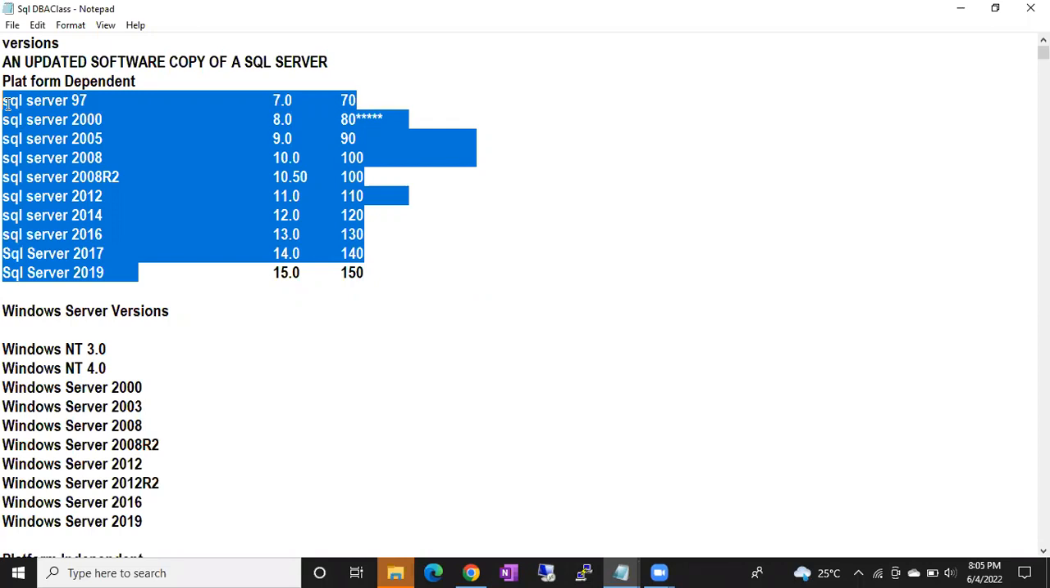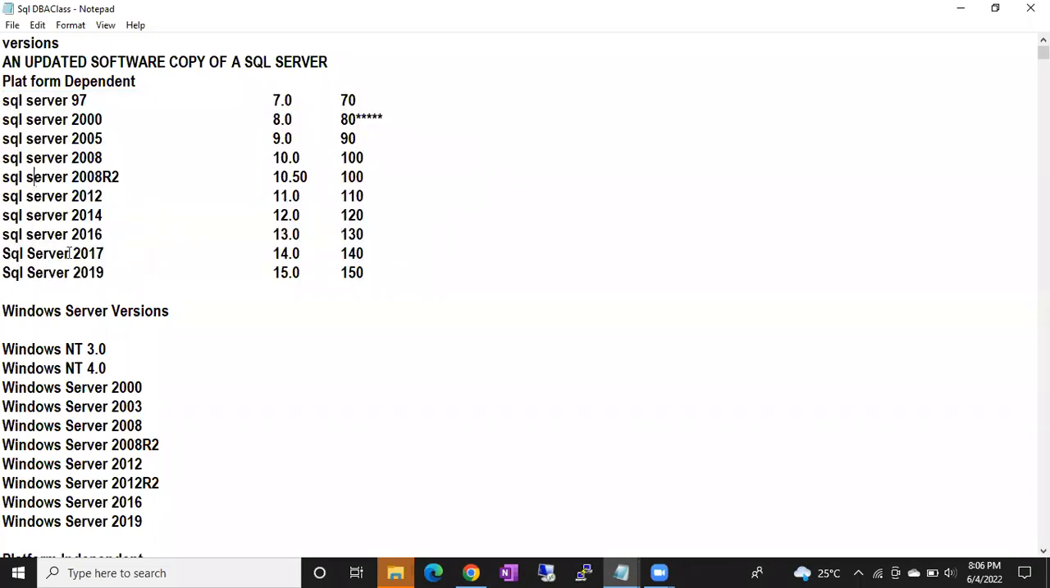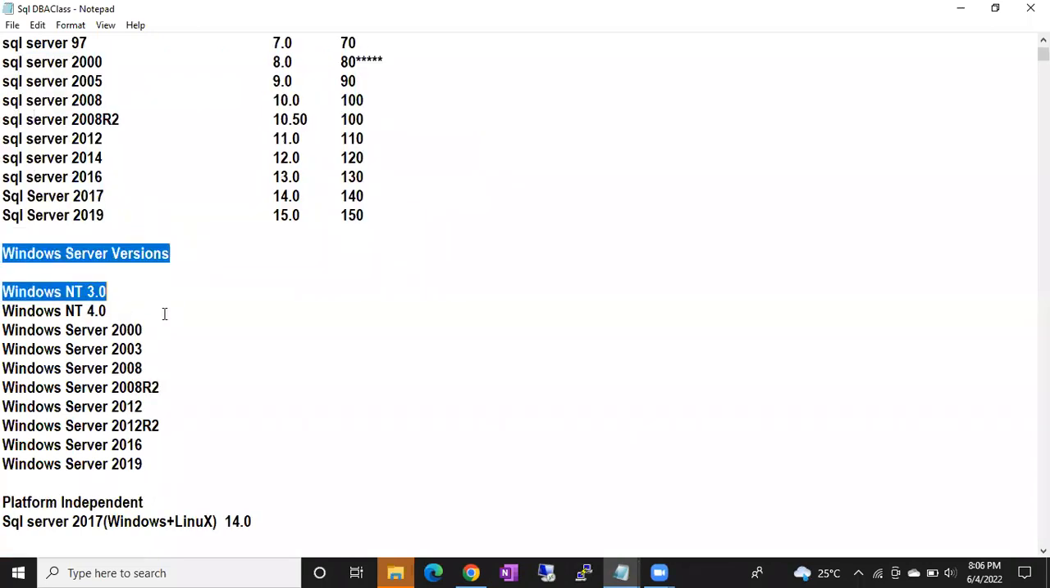Okay, so these are very important and these versions should be on the tip of your tongue, guys, right? So SQL Server 2000, 2005, 2008, up to 2012, 2014, 2016, 2017, 2019, and the next version, SQL Server 2022, is ready to deploy, guys. Okay, that's fine. These are the SQL Server versions, right? Next is Windows Server versions, right?